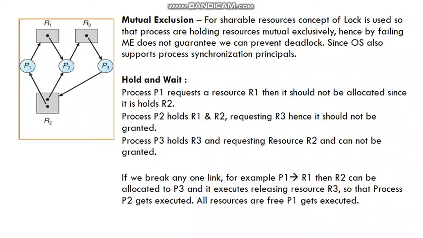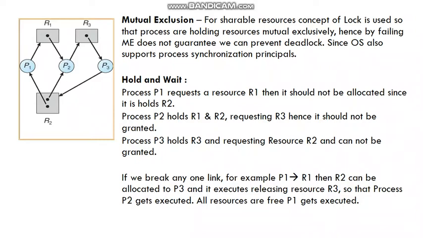In hold and wait, process 1 is requesting resource R1, but it should not be allocated since it is holding R2. So here process 1 is allocated R2 and requesting R1. It is holding some resource and waiting for R1. So what we will do is, with respect to process 1, R2 is deallocated. If R2 is deallocated, process 1 is taken out, so process 3 can get that resource, execute and release R3.